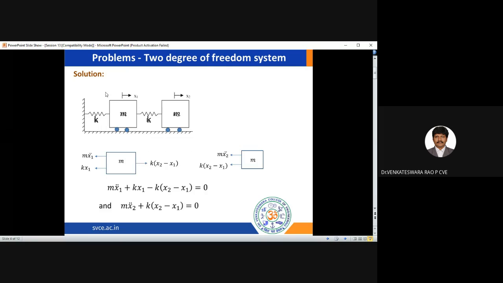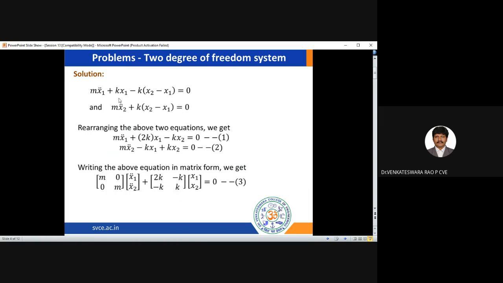So now I have expanded the first equation: m x1 double dot plus k x1, then minus k x2 plus k x1. Anyway, I have written it as such here, but if you rearrange the above equation, m x1 double dot plus, minus into minus k, minus into plus k x1, and here k x1. So 2 times k x1. That is why we have taken 2k into x1.